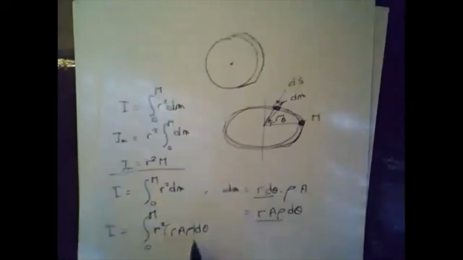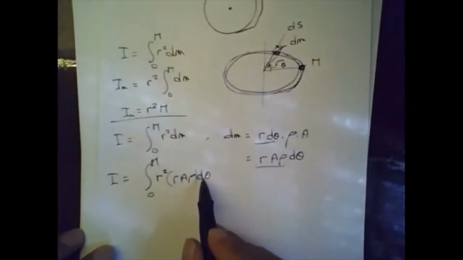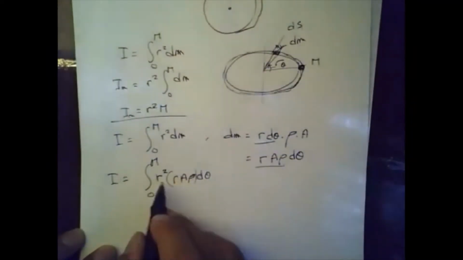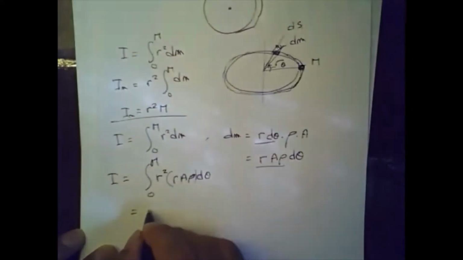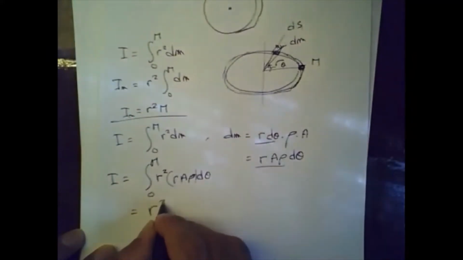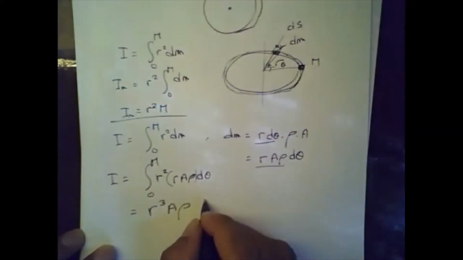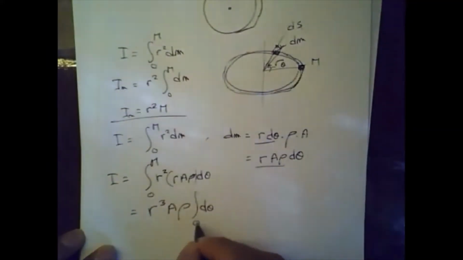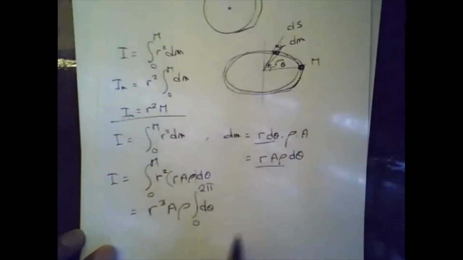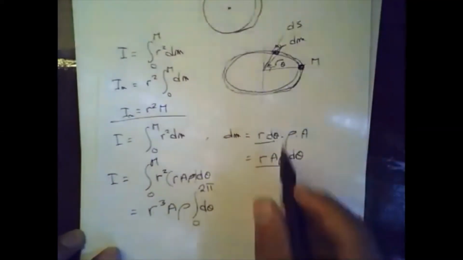In this case, my only variable is d theta. So here you end up with r cubed A rho d theta, and you integrate this from 0 to 2 pi, because you are integrating over the whole disk.